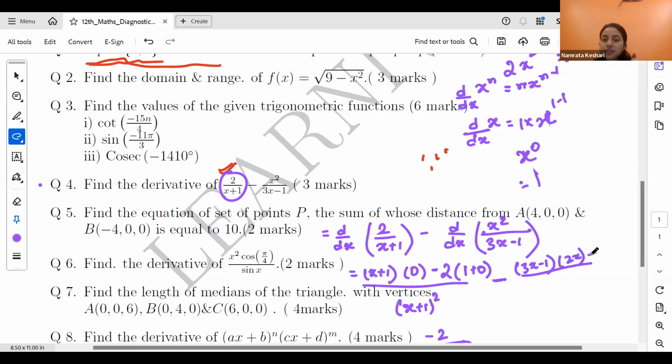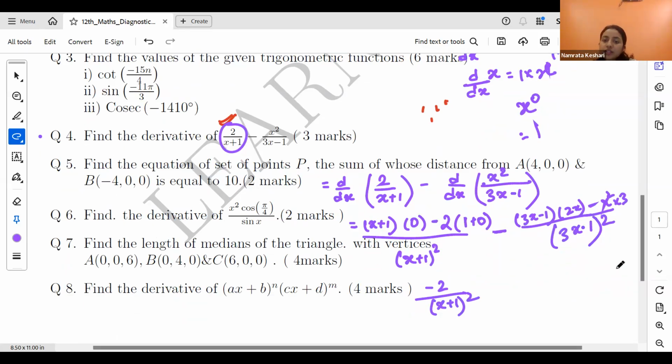And subtracted with the numerator as it is, then the derivative of the denominator. So 3x derivative, 3 we keep aside, x derivative is 1, so we'll have just 3, and minus 1 derivative is 0, so just 3, divided by the denominator's square. After this, we can do the simplification, but if we have to say the answer, even this much is fine.